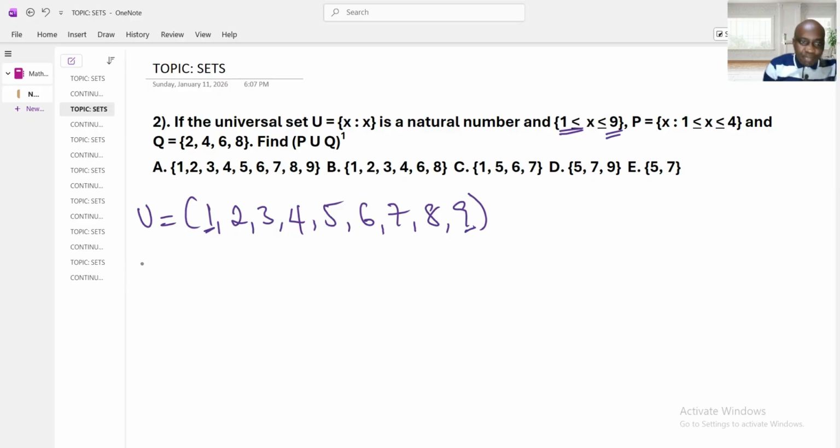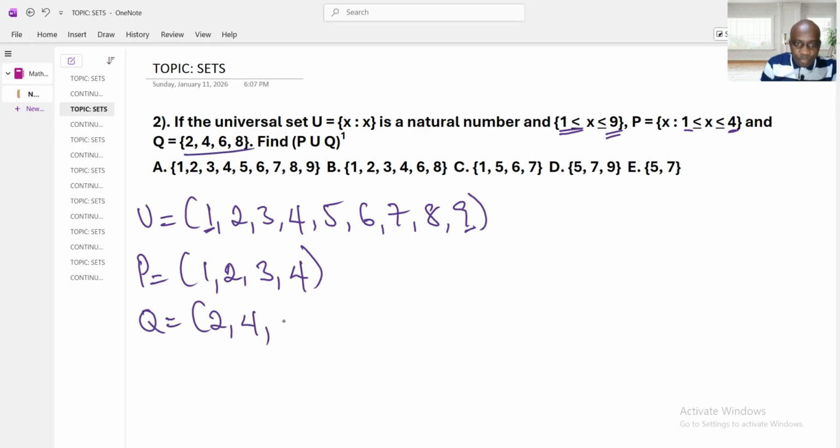For the set P, that one says from 1 to what? 1, 2, 3, 4. We are going to include 4 and 1 because equal to is there. And the next one, which is set Q, the question has given us that one already, which is 2, 4, 6, 8.